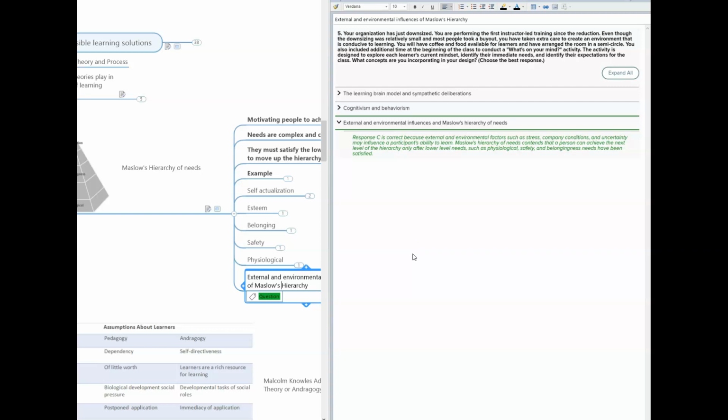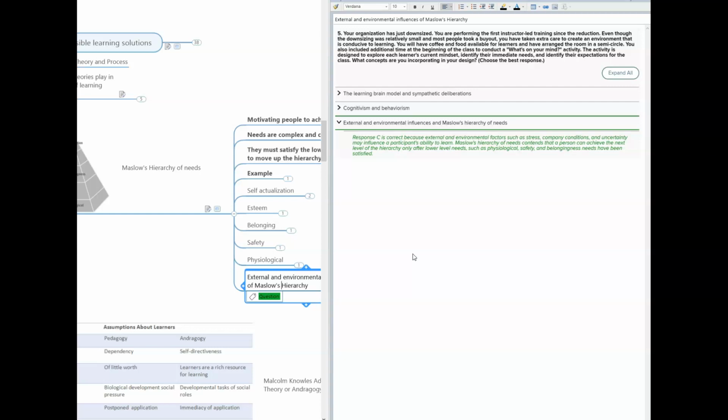Even though the downsizing is relatively small and some people took a buyout, you've taken extra care to create an environment that is conducive to learning. You will have coffee and food available for learners and have arranged the room in a semicircle. You've also included additional time at the beginning of the class to conduct a What's on Your Mind activity. The activity is designed to explore each learner's current mindset, identify their immediate needs, and identify their expectations for the class. What concept are you incorporating in your design?